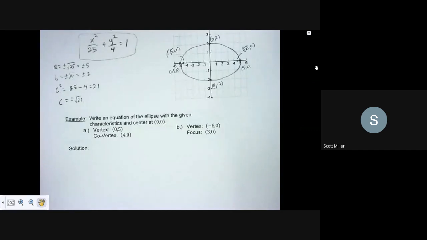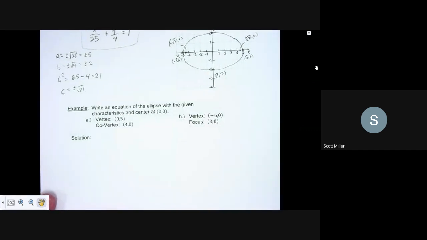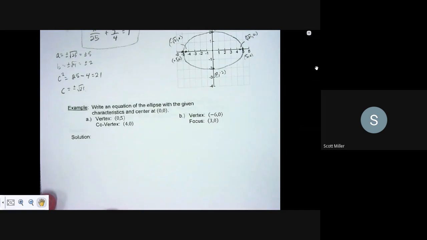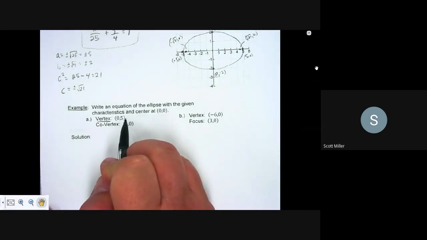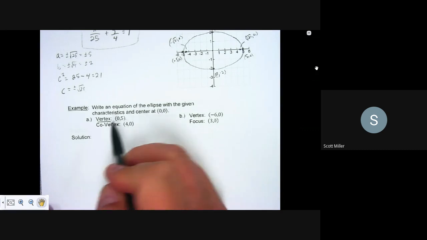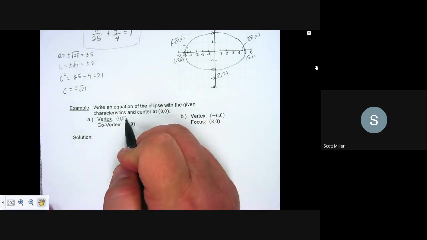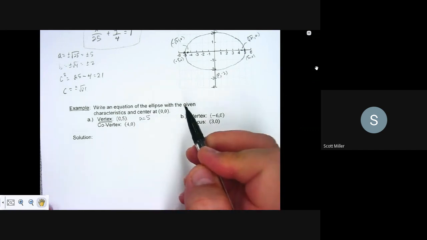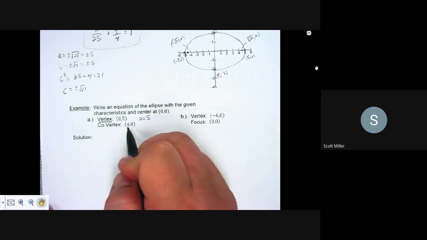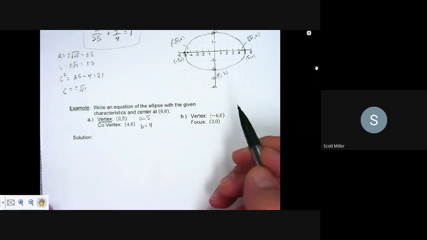Okay? So we come over here, we look at these. We're going to write these equations from this information that's given right here. Here they tell me the vertex is (0, 5). The vertex is always associated with the value of A. So that means this is 0, A, which means A is 5. The co-vertex is associated with the B, so the B is on the x-axis. So that means B is 4.